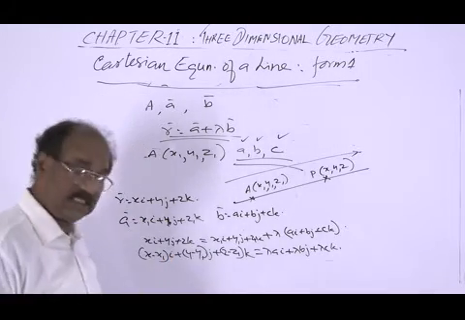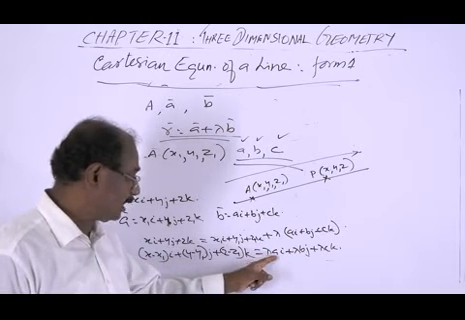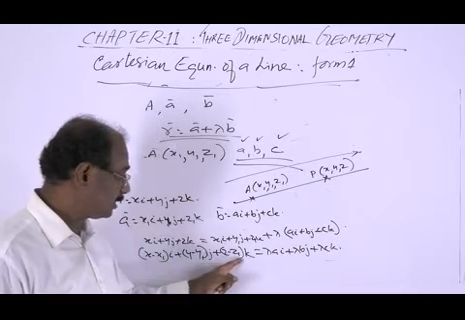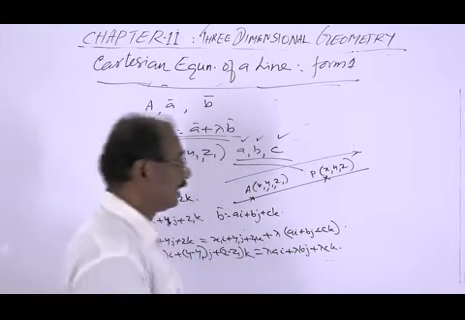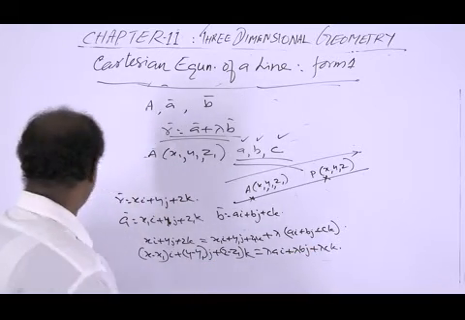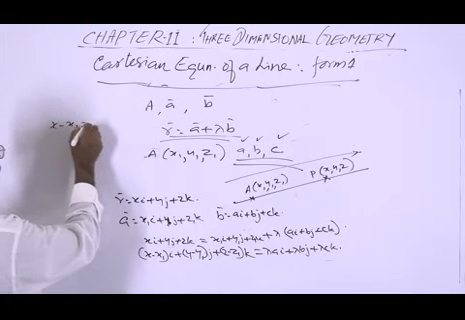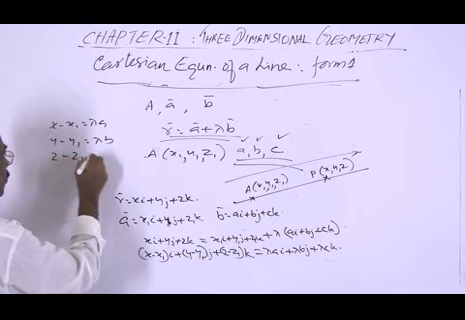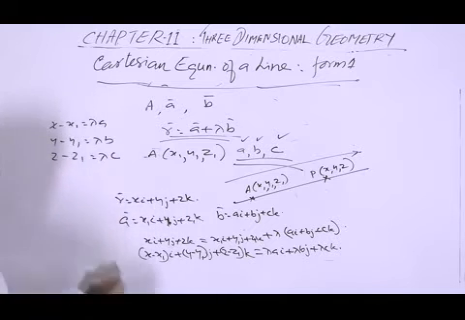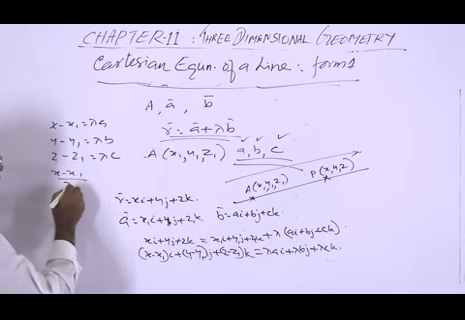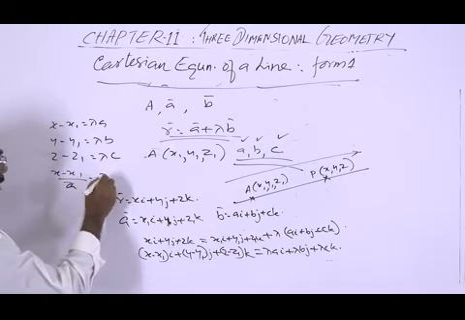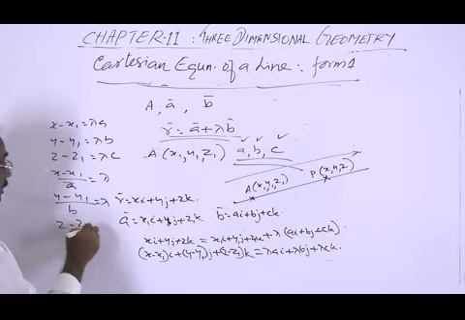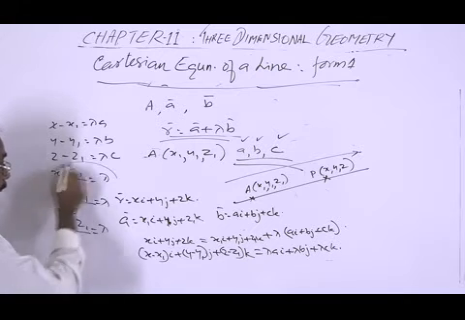So we see that x minus x1 equals lambda a, y minus y1 equals lambda b, z minus z1 equals lambda c. Or x minus x1 by a is equal to lambda, y minus y1 by b is equal to lambda, z minus z1 by c is equal to lambda.